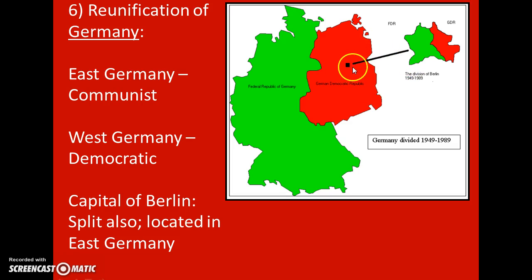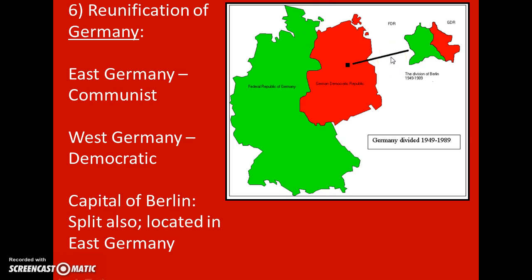Likewise, the capital, well within East Germany, was also split, so that West Berlin was democratic and East Berlin was communist. This is where the Berlin Wall was built, to keep those living in communist East Berlin from making their way into democratic West Berlin.